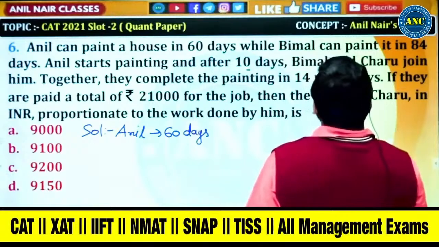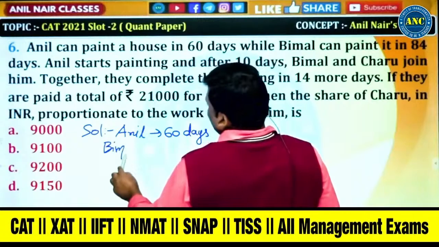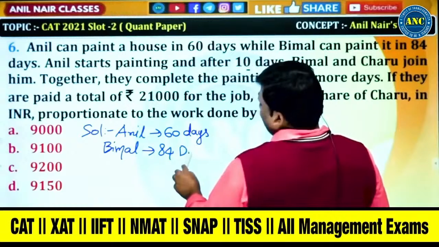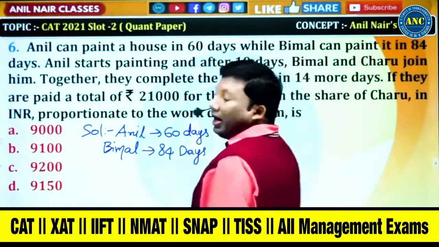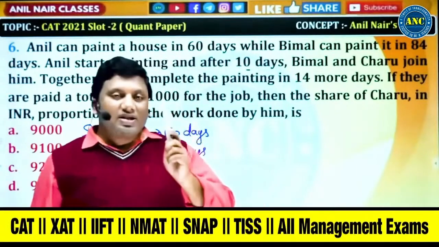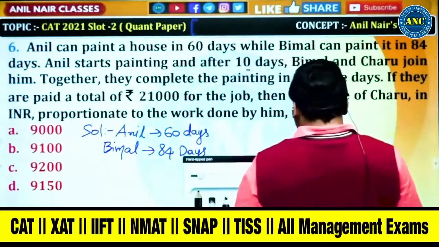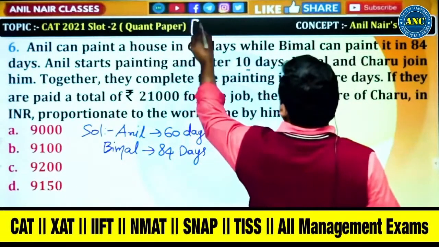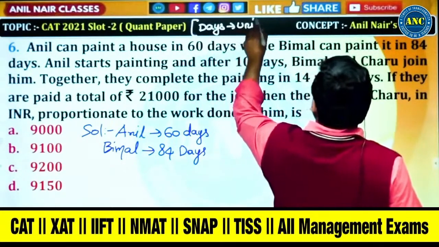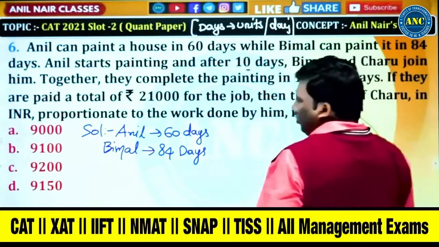What is the second concept? Bimal can paint it in 84 days. Anil can paint a house in 60 days. Bimal can paint it in 84 days. Whenever you are solving time and work problems, convert days into units per day. Whenever you find any time and work problem, convert days into units per day.